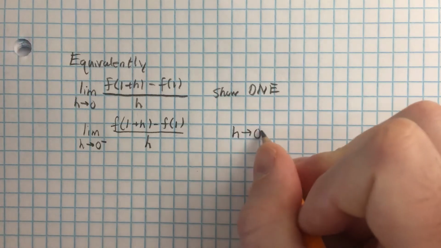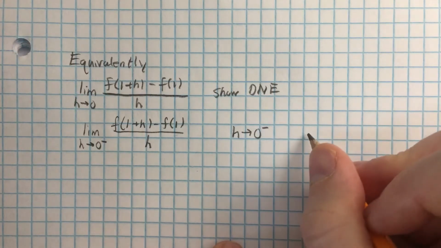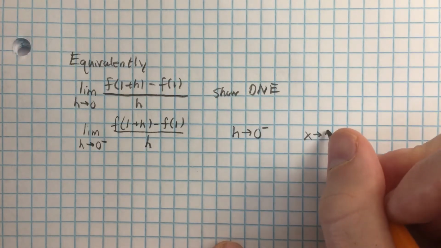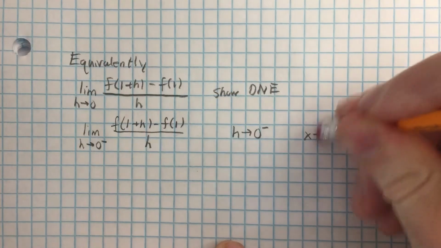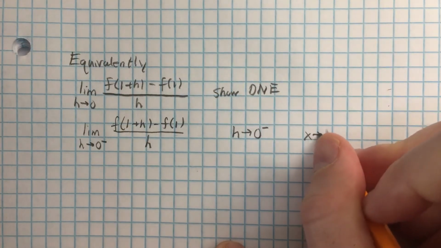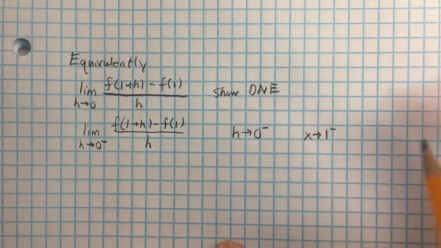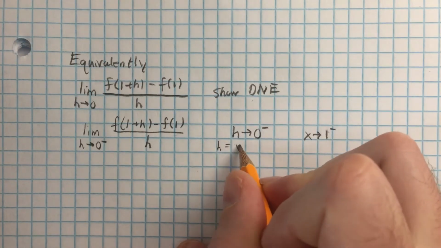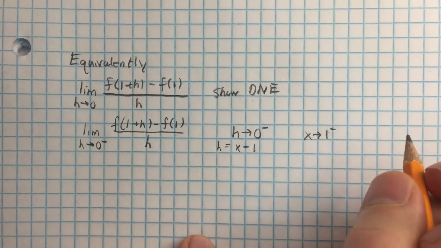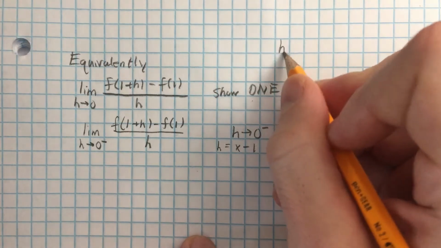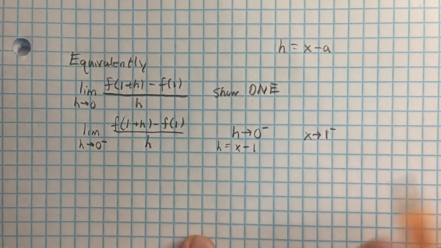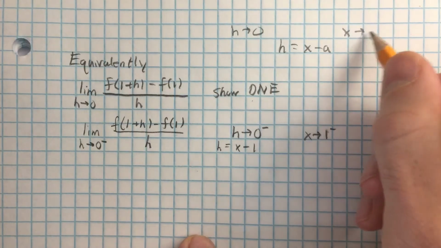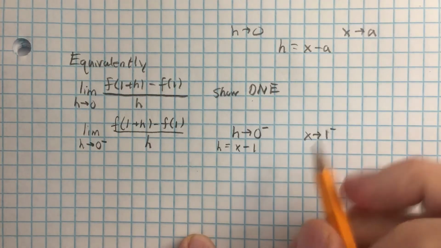H approaches 0 from the left is the same as x approaching a, I guess 1 in this case. I'll use the particular number that they gave us. X approaches 1 from the left. And this is because h is really the expression x minus a. Always remember that h is x minus a. So we have h approaching 0, and we have x approaching a, and down here I'm just giving it the particular numbers for this problem.